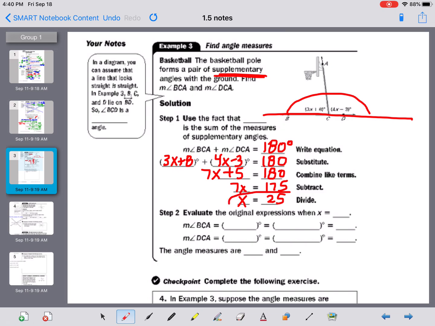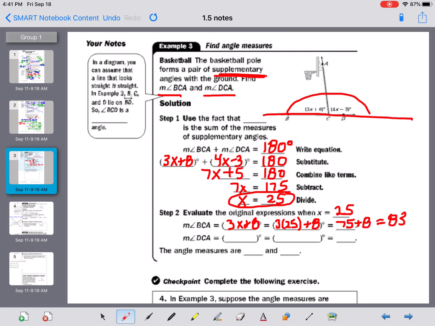Okay, so we're good, we're done. No, they didn't ask me for x. They asked me what's the measure of BCA, what's the measure of DCA. We need to plug it back in to get the actual measures. So BCA was 3x plus 8. We're going to plug in that 25 for x, so 3 times 25, and then add 8. 3 times 25 is 75, plus 8 makes 83.